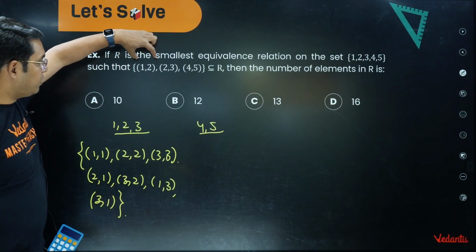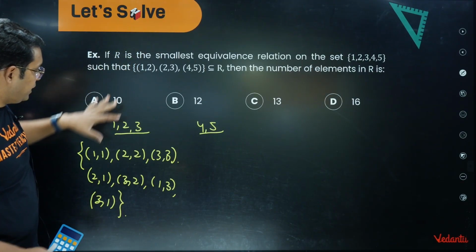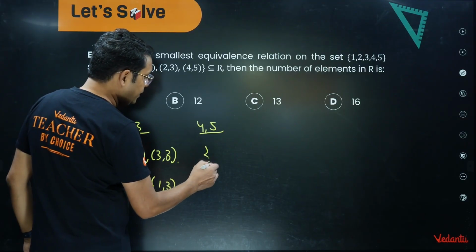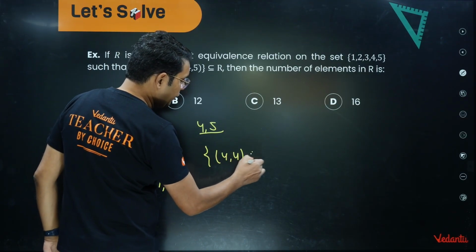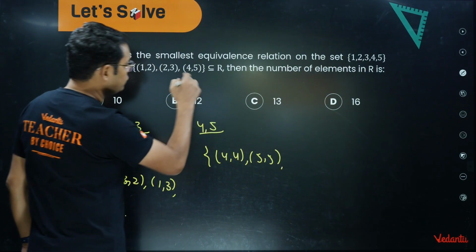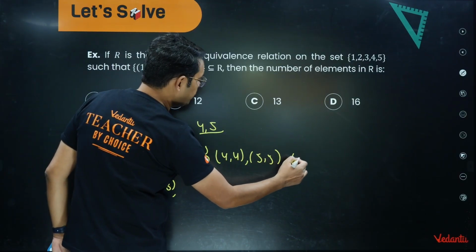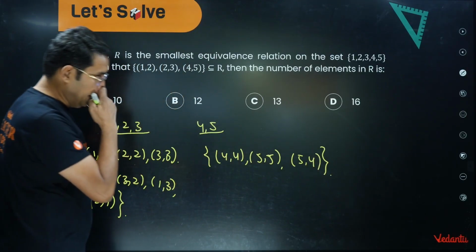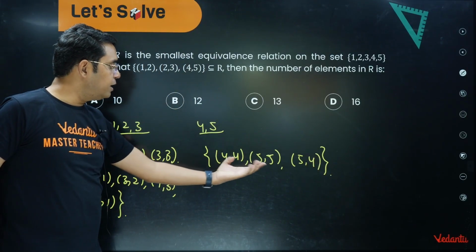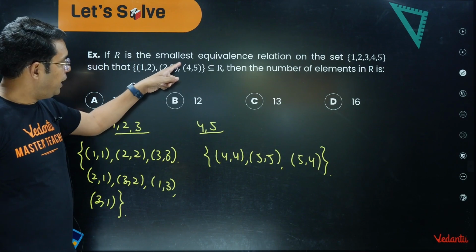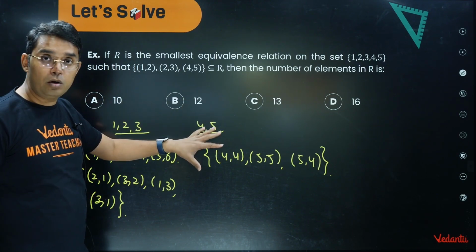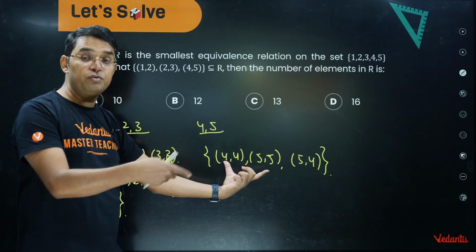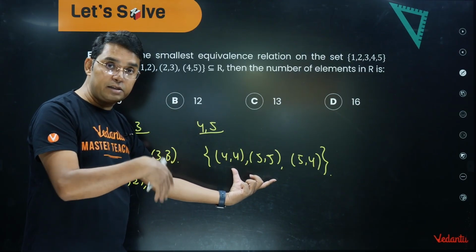So in fact, with the presence of 1, 2 and 2, 3, I think we need everything here. Now with 4, 5, we will be needing 4, 4 and 5, 5. And because 4, 5 is there, I will be needing 5, 4 also. And I think that's it. With this 4, 5, I will need 3 extra ordered pairs, and then this will become a total of 4 ordered pairs with 4, 5, which will be satisfying the condition of an equivalence relation within 4, 5.